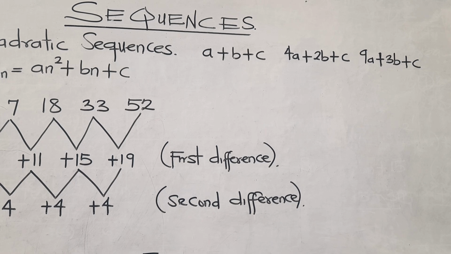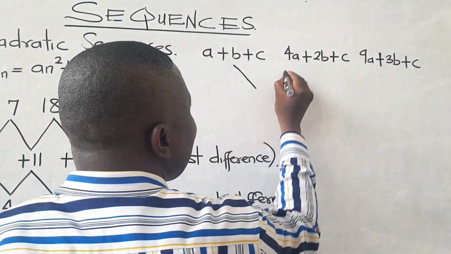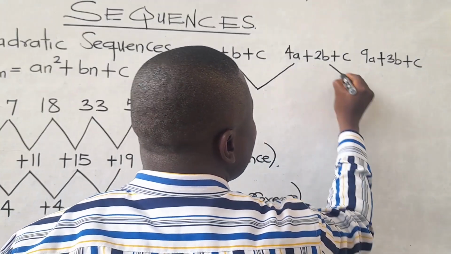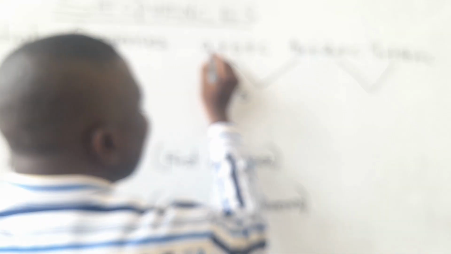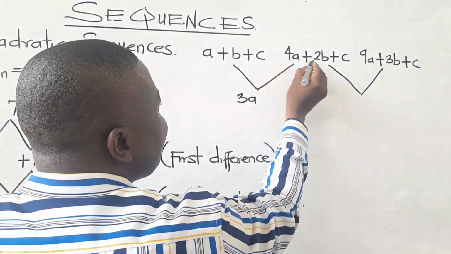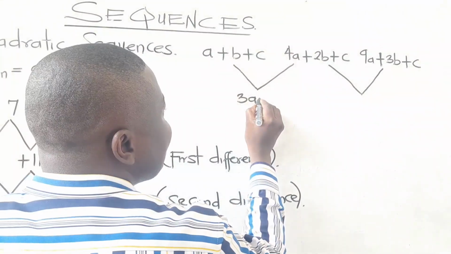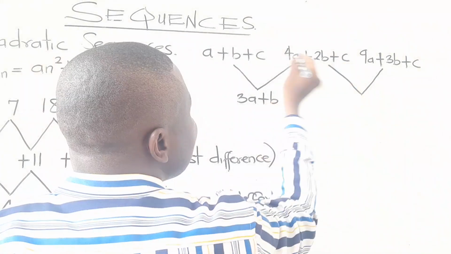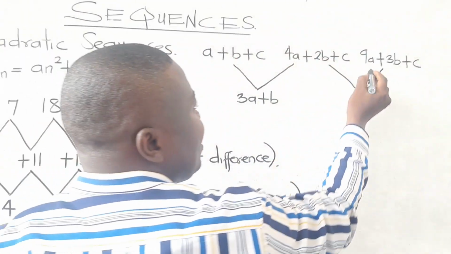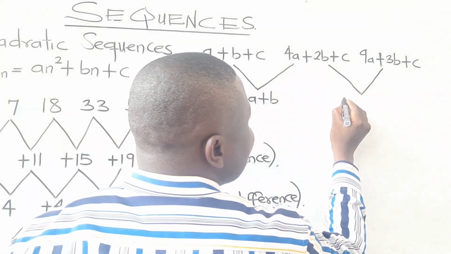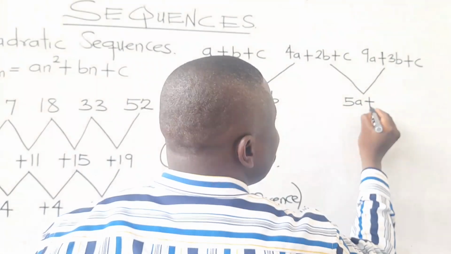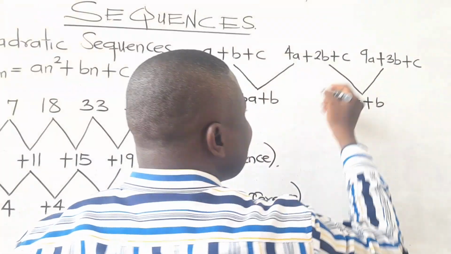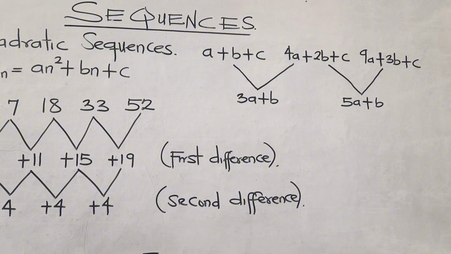Now, I want to build a concept. Let's see, can we get the first difference here? The first difference here will be 3a: 4a minus a is 3a, 2b minus b is b, c minus c is 0. Let's see the same thing here. 9a minus 4a is 5a, 3b minus 2b is b, c minus c is 0. This is the first difference.